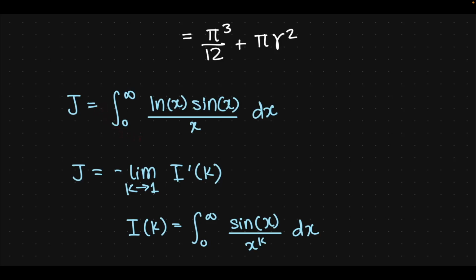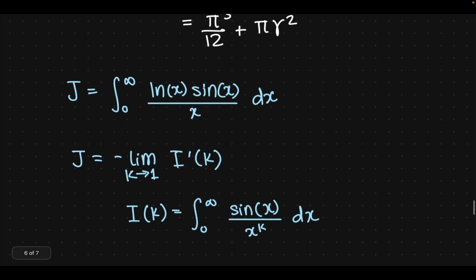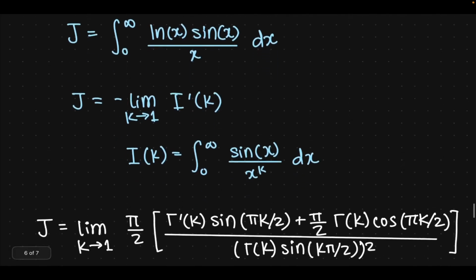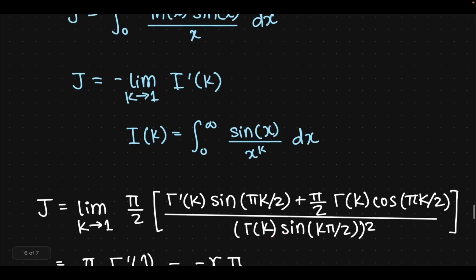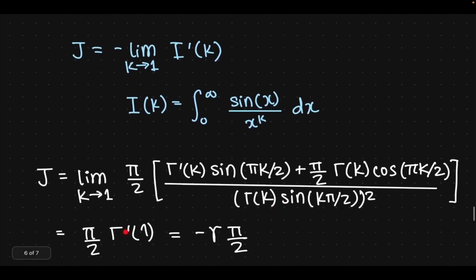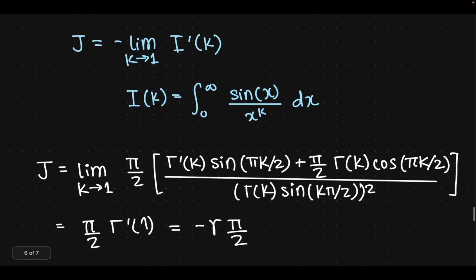Now, the good thing is we actually did all the calculation for I prime of k. So let's just use the result we have, then take the limit and then multiply by a negative. So when we take the limit as k goes to 1, the cosine term, like before, drops out. And we have gamma prime of 1 sine of pi over 2, and then the denominator is also 1. So we have pi over 2 times gamma prime of 1. Gamma prime of 1 is a minus Euler-Mascheroni constant. So we have that right there.